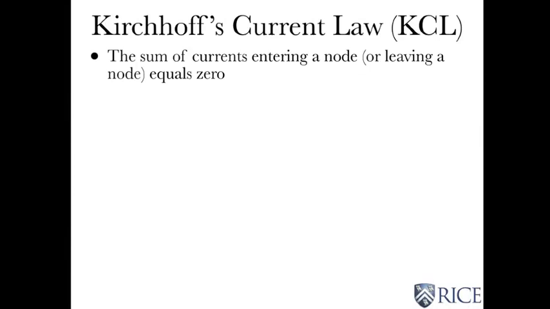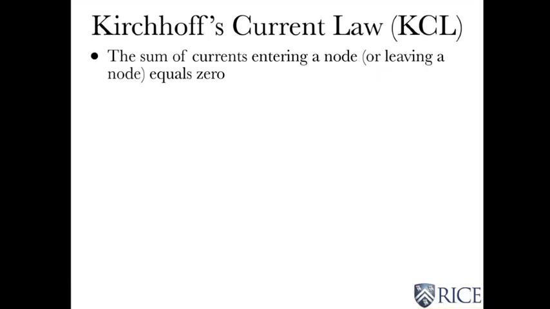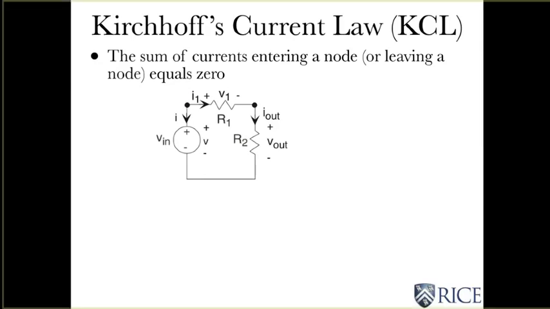The first one we're going to talk about is Kirchhoff's current law, KCL, which basically says the sum of currents entering a node or leaving a node equals 0. So what's a node? Looking back at our circuit, a node is a connection point. That's where 2 or more elements are connected together and they're really attached.